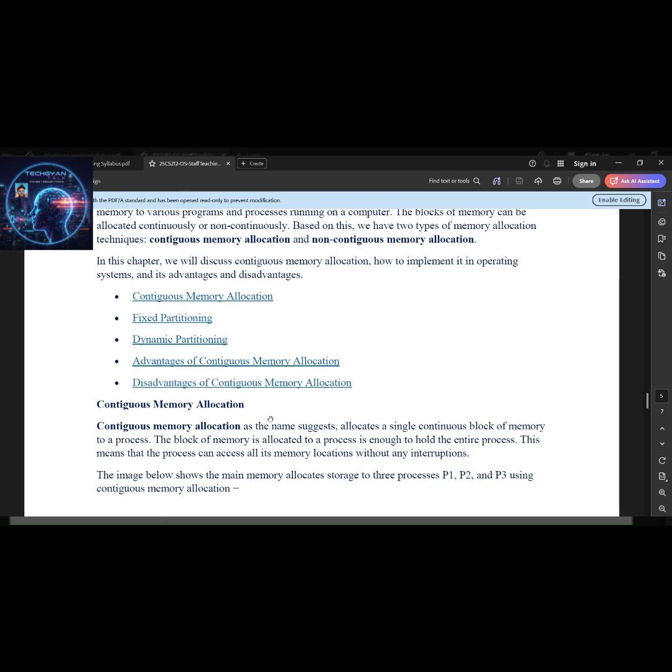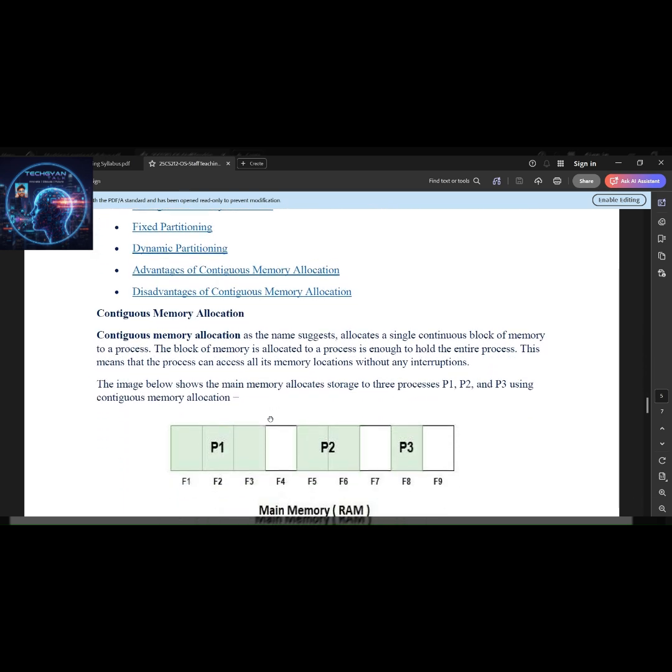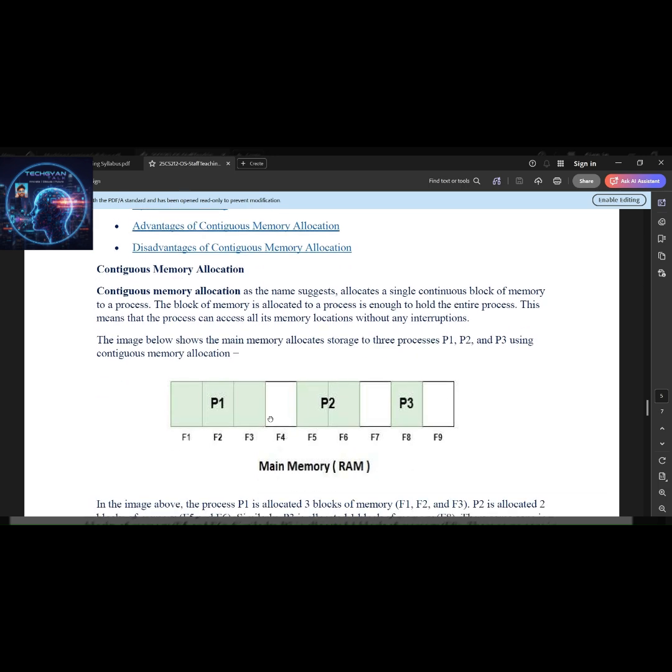So, contiguous memory allocation, as the name suggests, allocates a single continuous block of memory to a process. The block of memory allocated to a process is enough to hold the entire process. This means that the process can access all its memory locations without any interruptions.